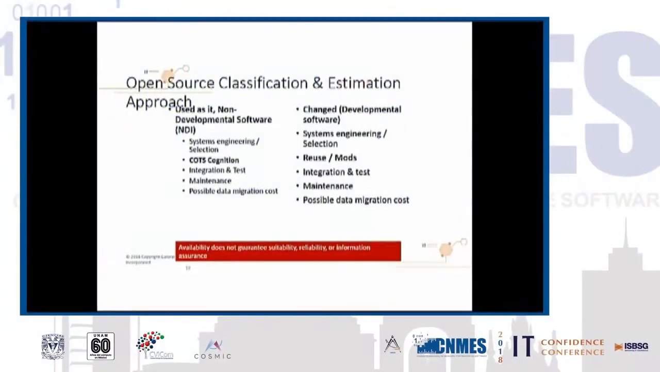All right, we're doing open source software. First, once again, systems engineering costs, selection costs. These are extremely expensive, or can be extremely expensive. Don't misestimate by not including those. COTS cognition, that is comprehending what the open source software does so you can use it, is a big cost. Integration and test, obviously, yes, we know how to estimate test. Maintenance, data migration, these are all things that can be costs, even if it's open source. Once again, open source isn't free.